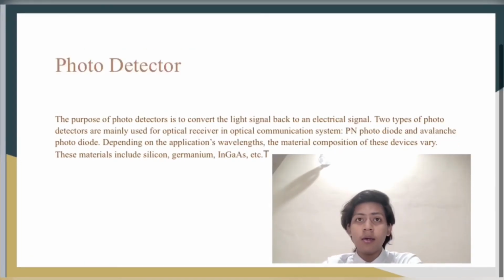Here is the last element, the photodetector. The purpose of the photodetector is to convert the light signal back to an electrical signal. Two types of photodetectors are mainly used for optical receivers in optical communication systems: PN photodiodes and avalanche photodiodes. Depending on the application wavelength, the material composition of these devices varies. These materials include silicon, germanium, InGaAs, and more.